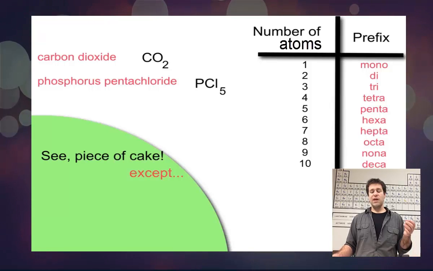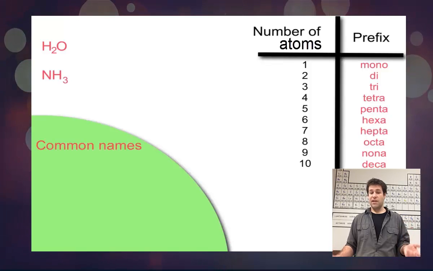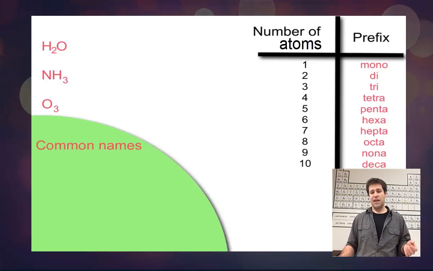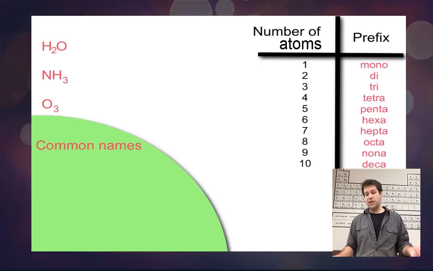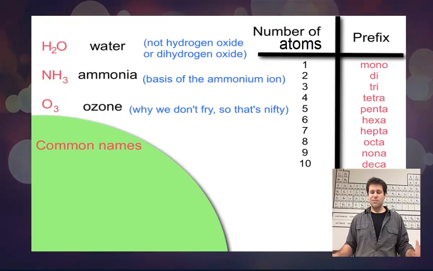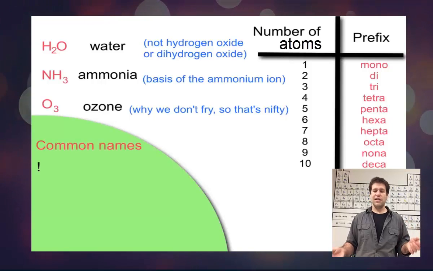Your only issue is when we come across some of the common names. Many of your covalent molecules have a common name associated with them. We don't use covalent nomenclature, we throw a common name at it. So H2O is water, NH3 is ammonia, O3 is ozone. Again, this is practice. So you'll have to practice these, memorize them, whatever you want to call it, but practice knowing some of these.